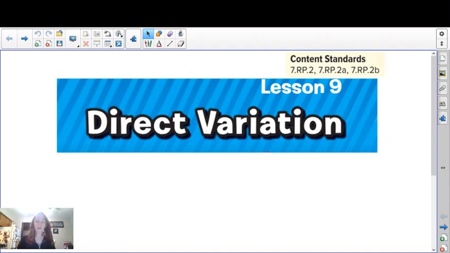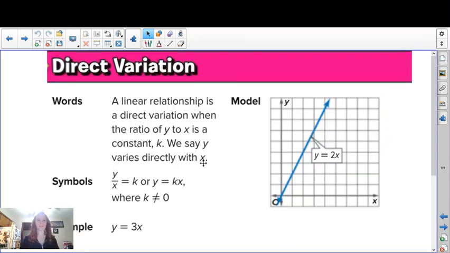So today we're going to talk about direct variation. Direct variation is when a linear relationship, linear means straight line, like the blue picture, has a ratio of y to x and it's a constant ratio. For example, I see I have a constant ratio of 2.